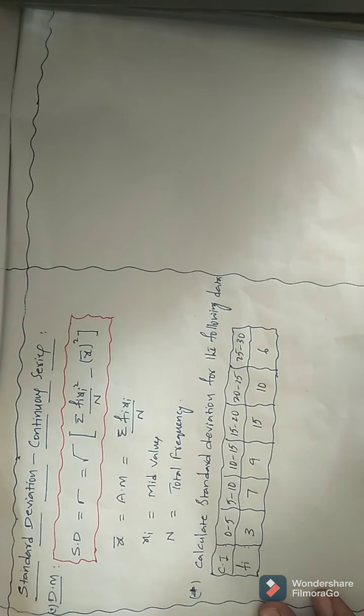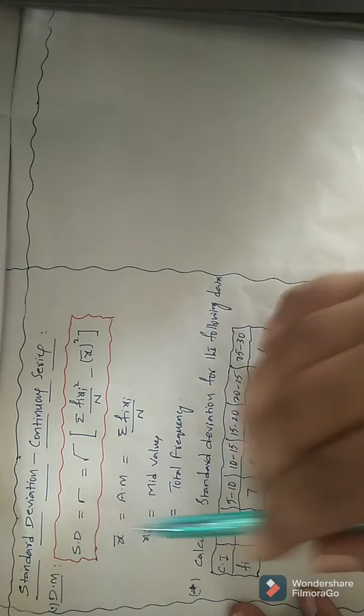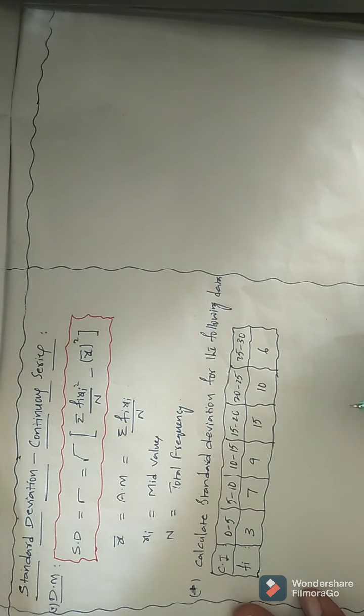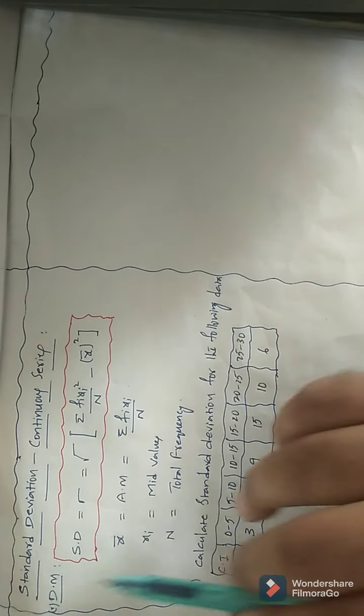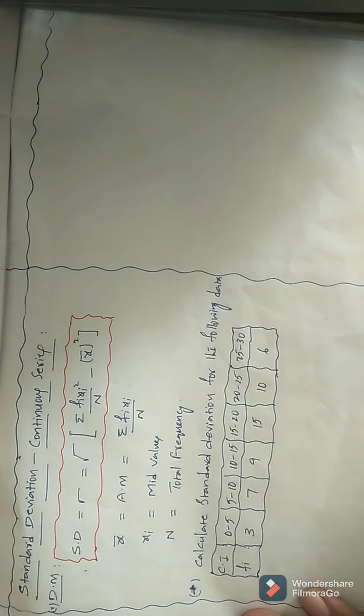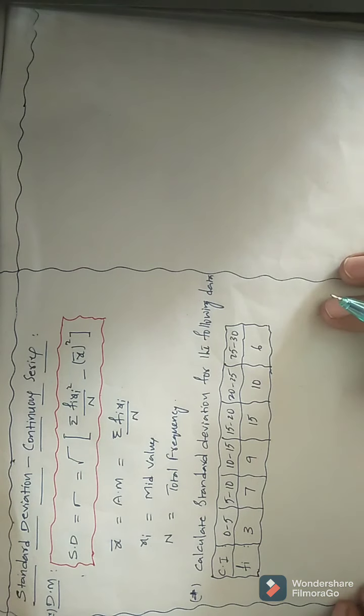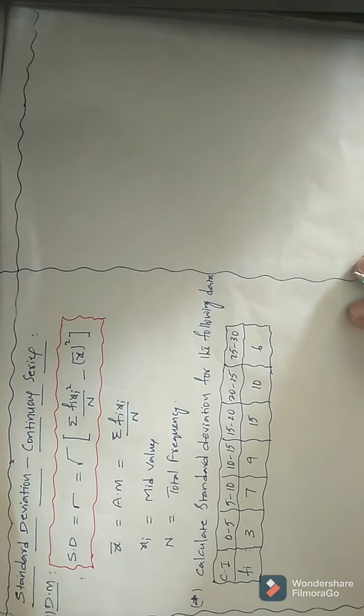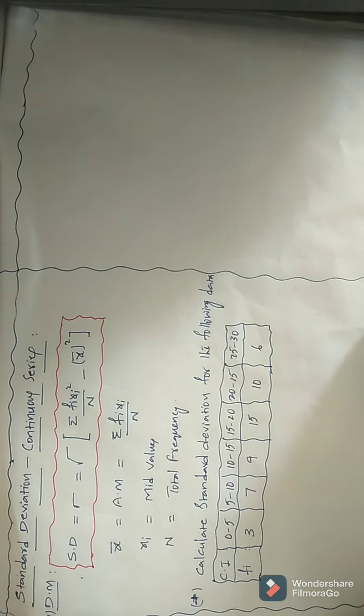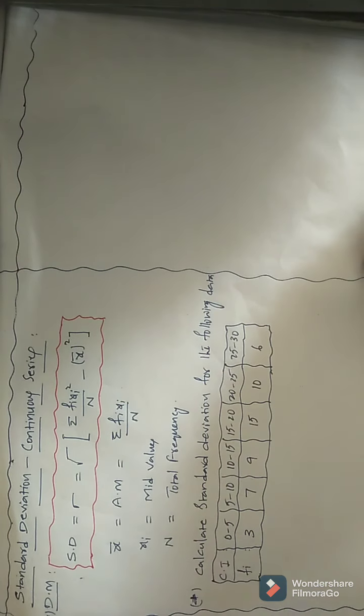So this is a continuous problem. We are going to calculate the standard deviation by using which formula? Direct method formula. Okay. Now as usual, what is required? You require a calculation table. Understand? Now I am going to open a calculation table for this.